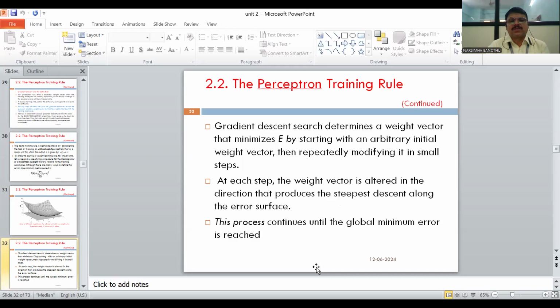So gradient descent determines a weight vector that minimizes capital E by starting with an arbitrary initial weight vector, then repeatedly modifying it in small steps. For each step, the weight vector is altered in the direction that produces the steepest descent along the error curve. This process continues till the global minimum error is reached, right?